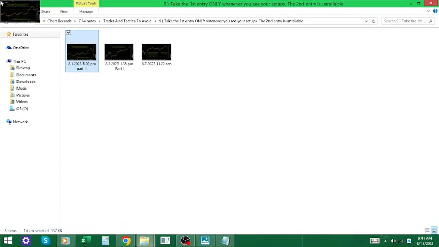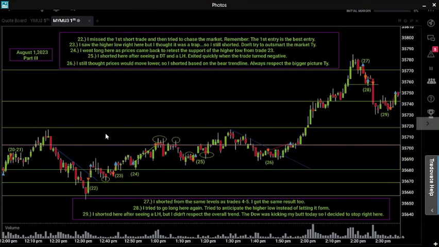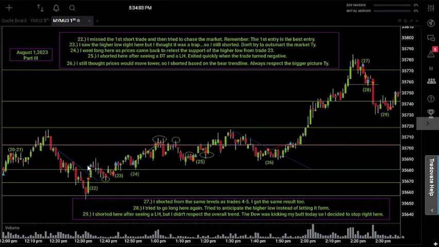So let's actually look at some examples right here and let's talk about it. So if we look at trade number 22, this is a great example. I missed the first short trade and then tried to chase the market. So if you look at this scenario, coming into the screenshot, we were in a slight uptrend, but then we moved to a level of resistance right here at around 35,720. And then from that point forward, we pushed down, broke back down support, which is now acting as resistance. We pulled back up to that resistance, retested it, and then started to move down.